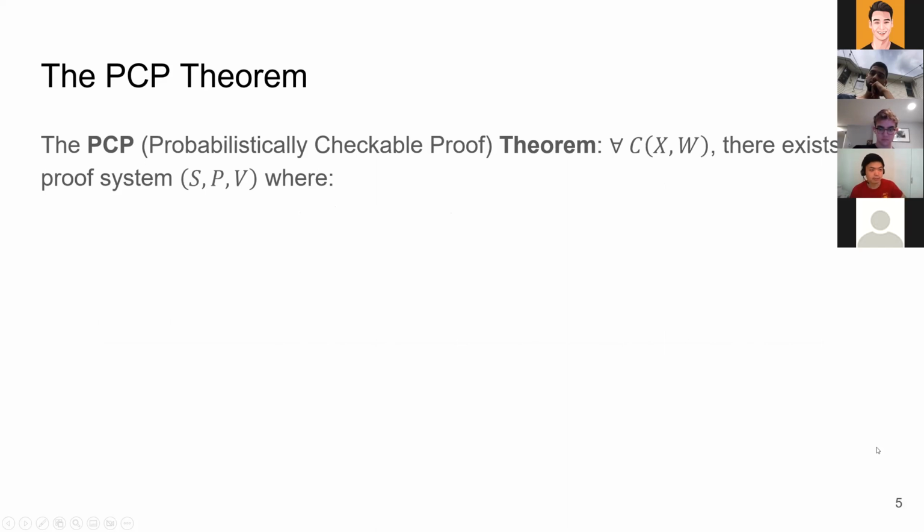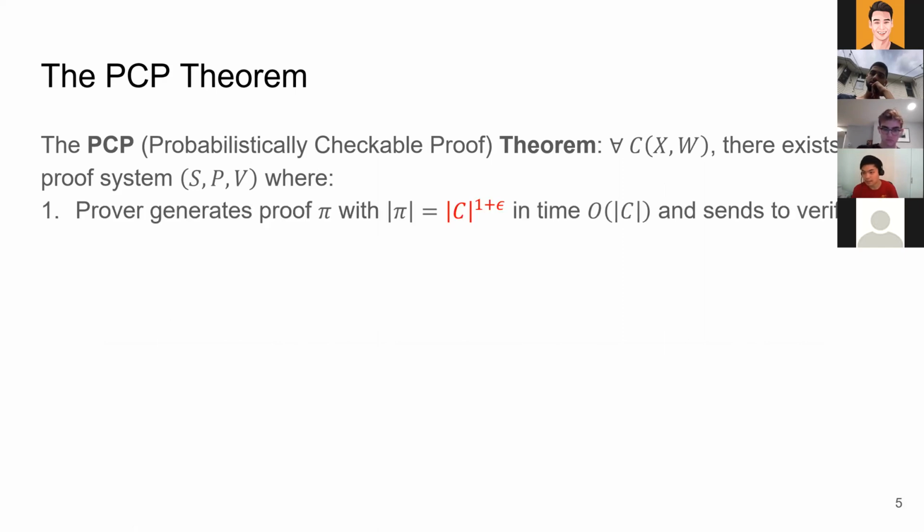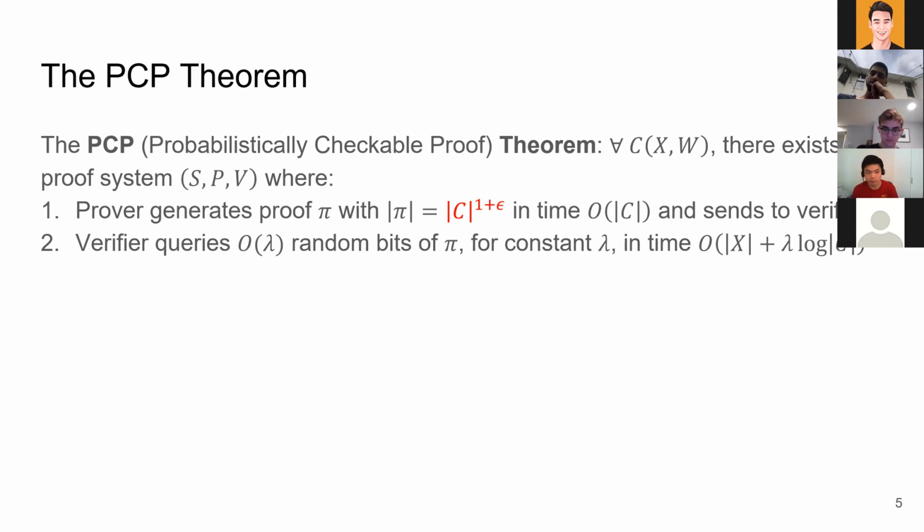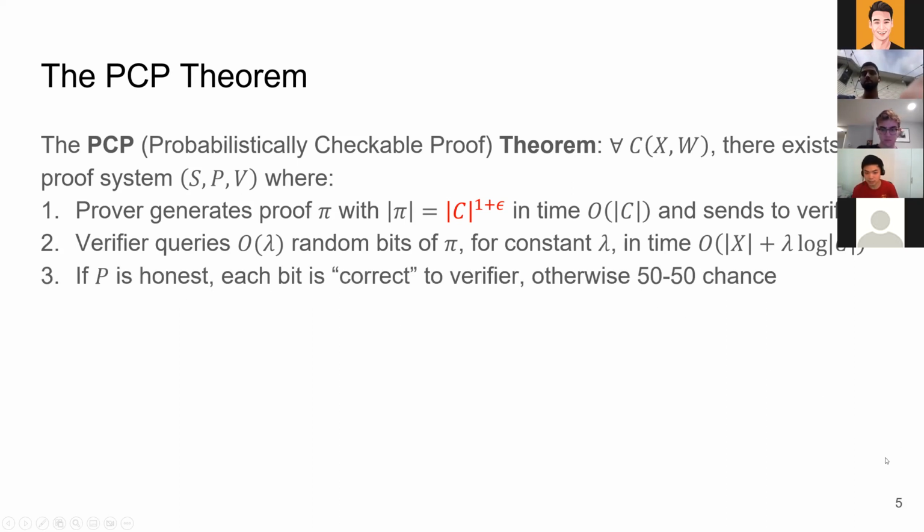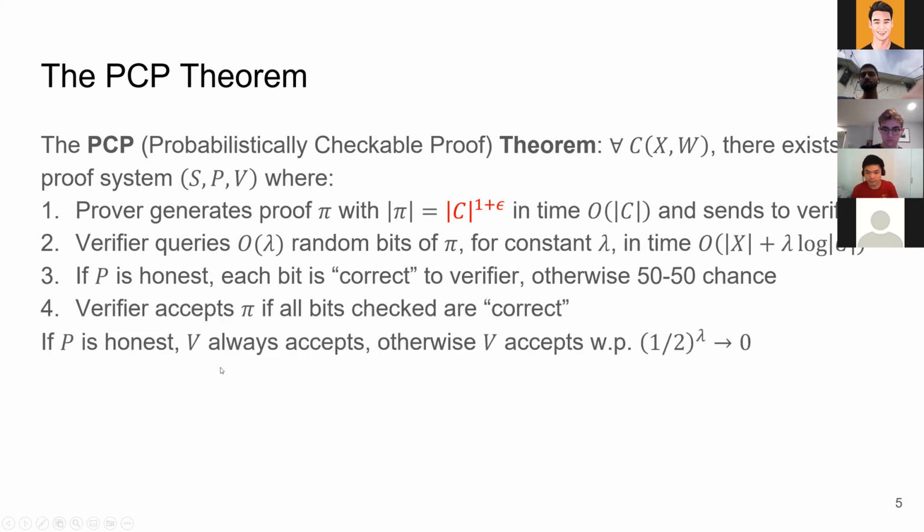We talked about the PCP theorem, or the probabilistically checkable proof theorem, which says that for any circuit, there always exists some proof system that satisfies these criteria. The proof system works by sending a proof of size almost the length of the circuit, maybe more. The verifier spot checks that circuit, and each bit that the verifier spot checks is correct with 50% chance if the prover is dishonest. If the prover is honest, each bit will always be correct to the verifier. That way, if the verifier checks lambda of these bits, the verifier will accept a fraudulent proof with very, very small probability as lambda goes to infinity.